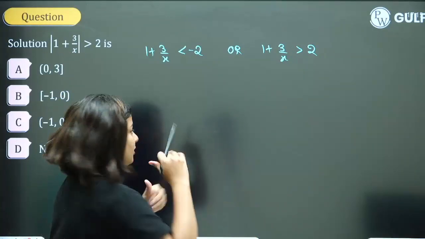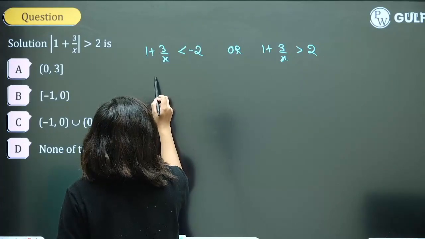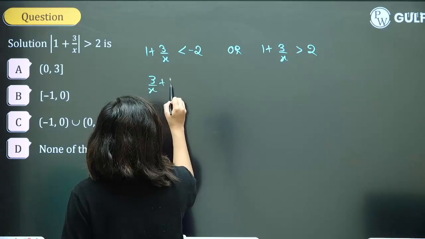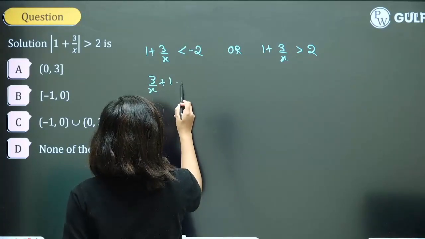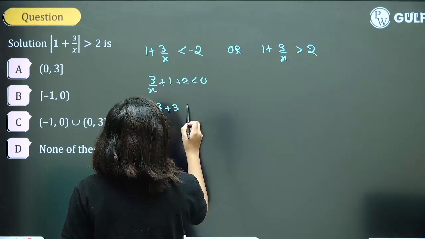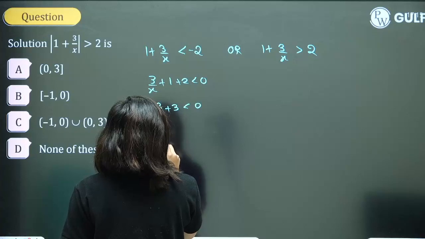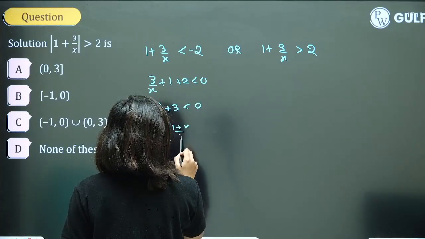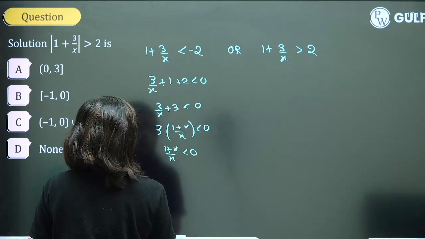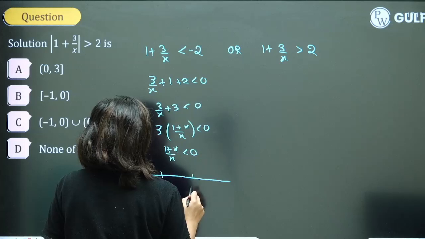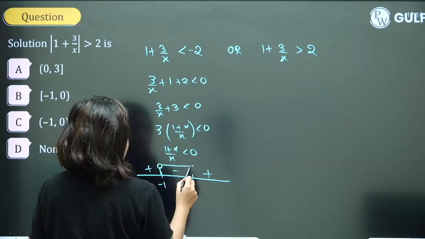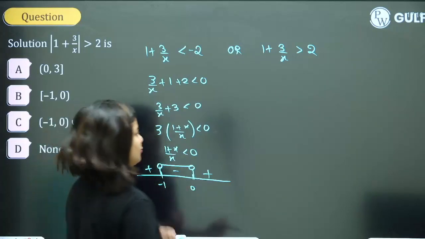Let's solve. 3 by x plus 1 plus 2 is less than 0. 3 by x plus 3 less than 0. 3 times 1 plus x by x less than 0. Now put it on a number line. The critical points are minus 1 and 0, with signs plus, minus, plus. We want the less than 0 region, so minus 1 to 0 is one of the solutions.